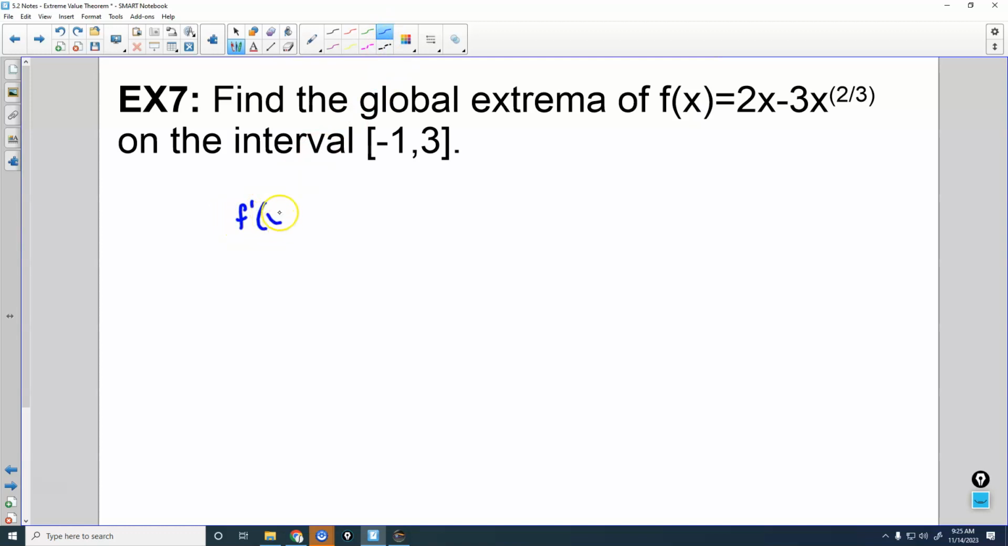So f prime of x, the derivative of 2x is 2. Here I've got to do 3 times 2/3, which is just going to give me 2. I have x to the 2/3 minus 1, which will give me negative 1/3. Now, technically, you don't have to simplify this, but to me, it makes the next steps easier if you do simplify it. So you've got 2 minus 2 over the cube root of x here.